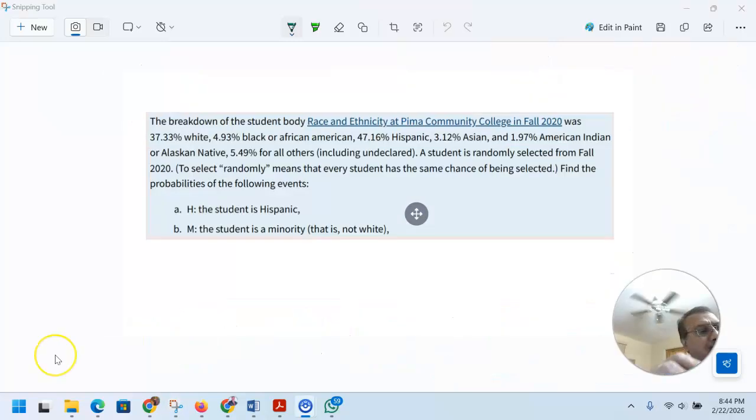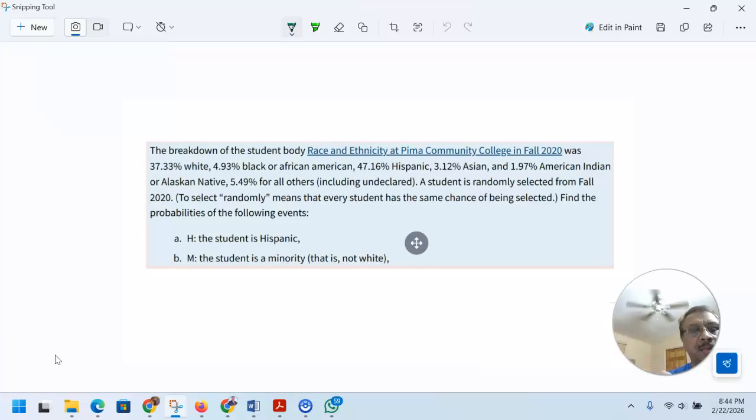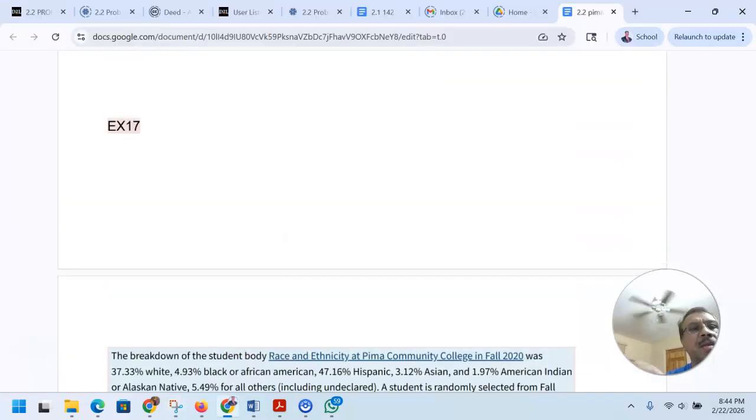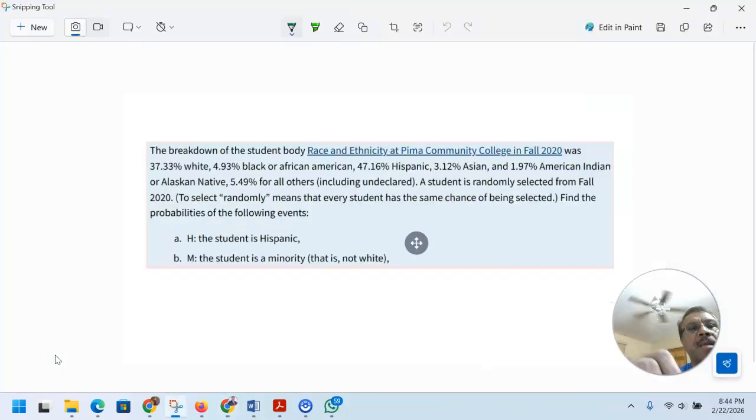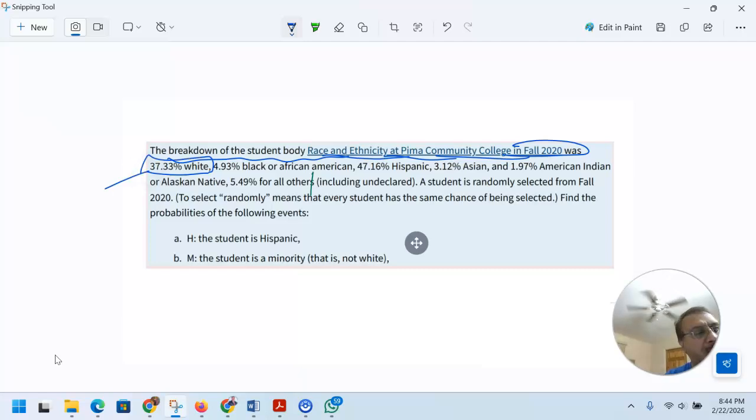And let's see another one. This is question number, I think this is question number 17. Okay, 17. So this question is about the breakdown of students' race and ethnicity at Pima Community College in 2020. They gave 37.3, which if you want to write in decimal, the white population is 37.33. So relative to 1, that's like 0.33.